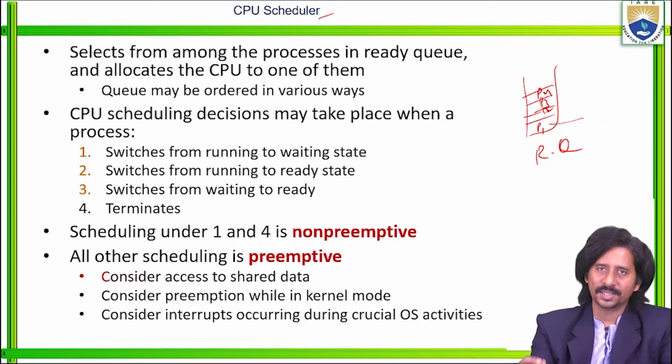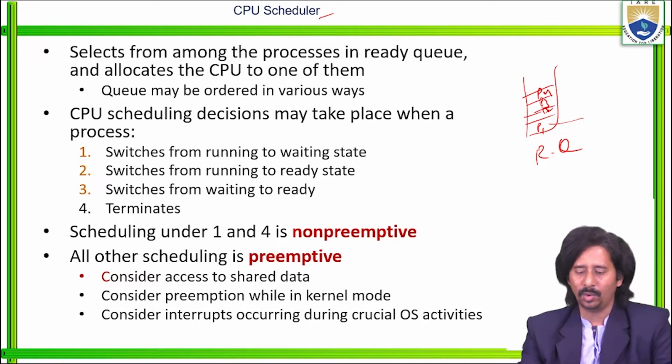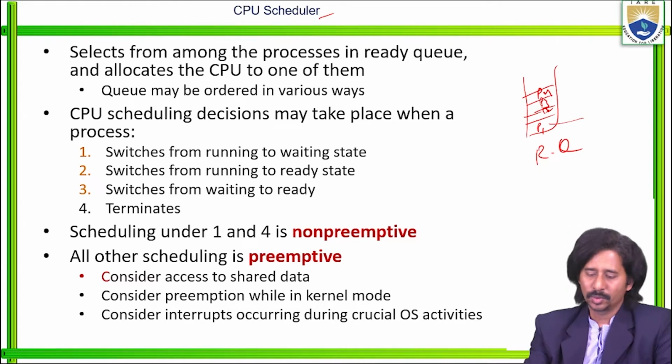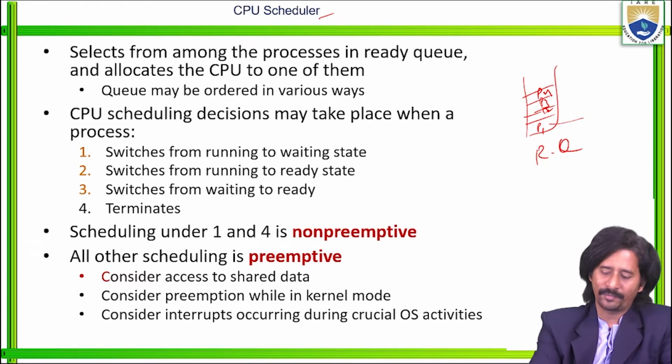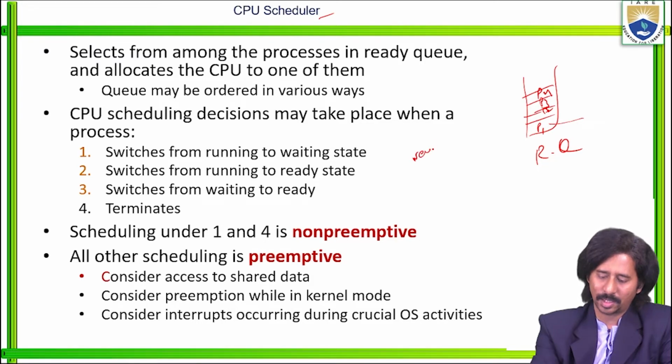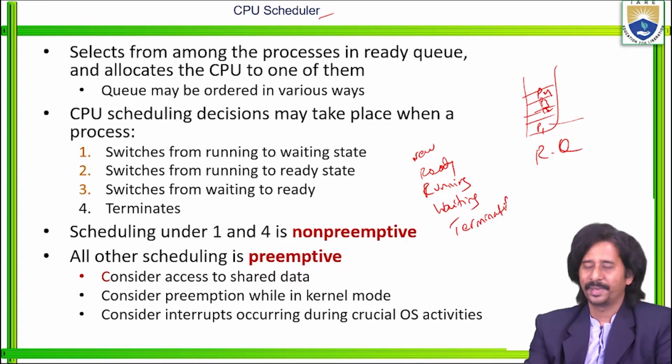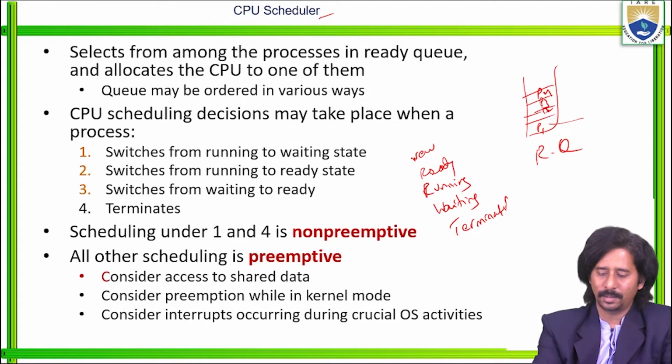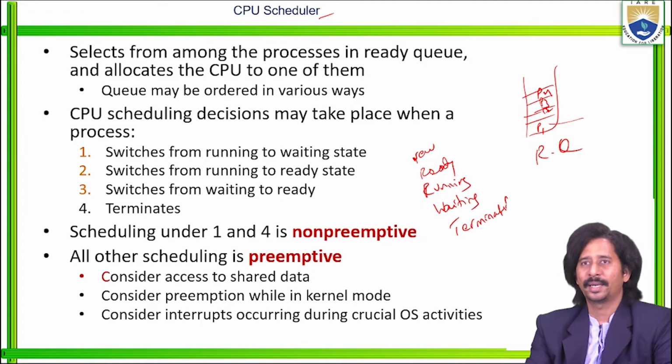whenever a process switches from running state to waiting state, right? Basically we have the 5-state process model. The states are new, ready, running, waiting, and terminated, right? So these are the 5 states: new, ready, running, waiting, and terminated.